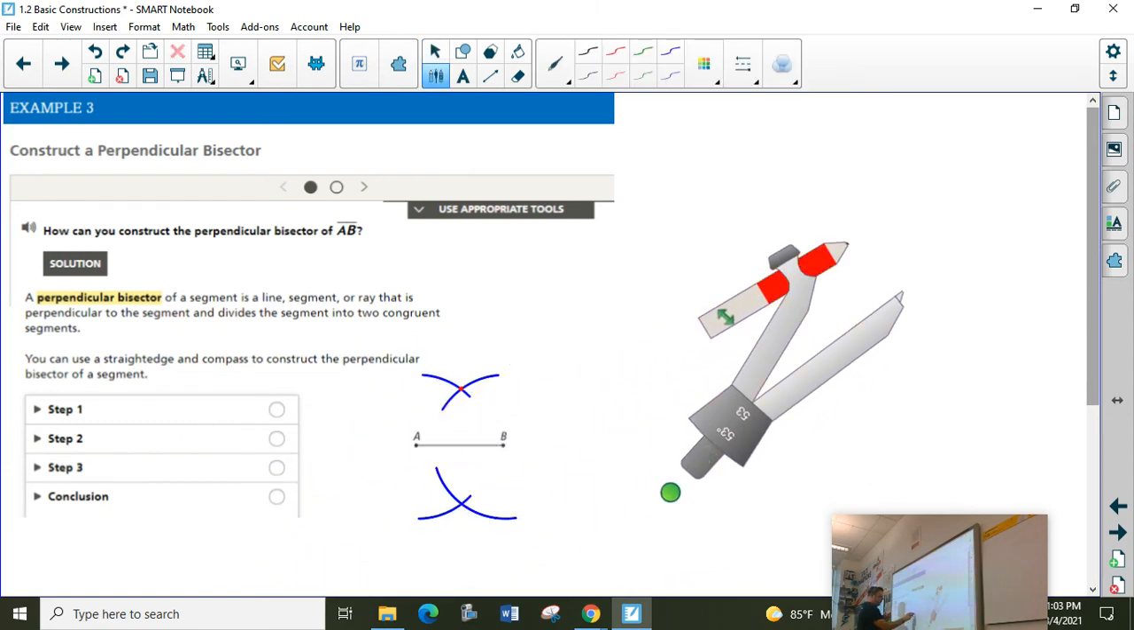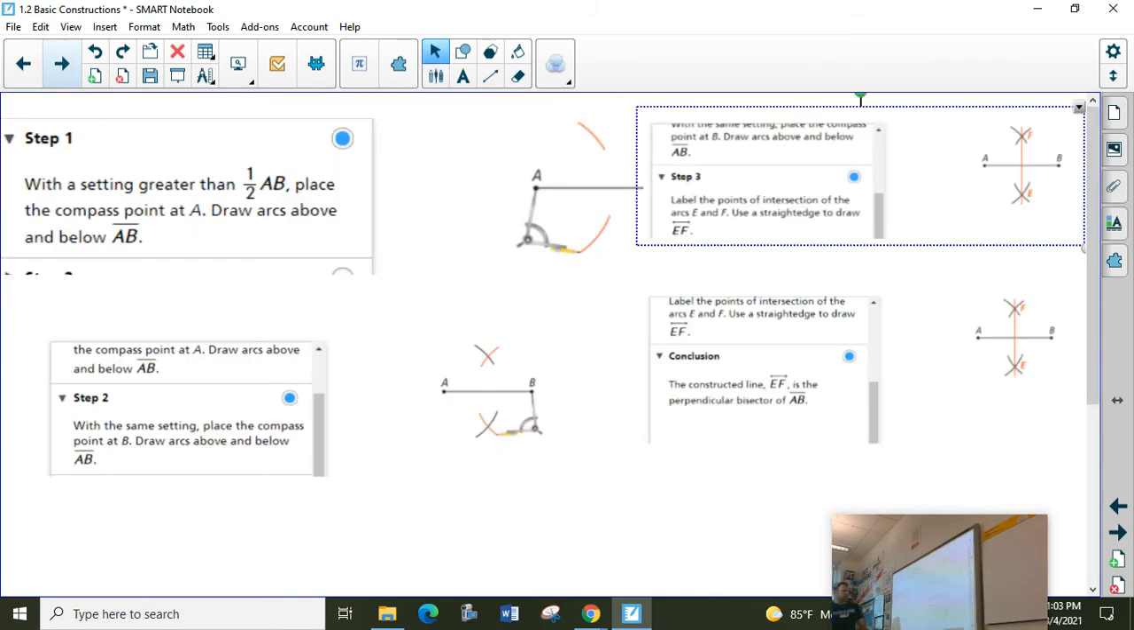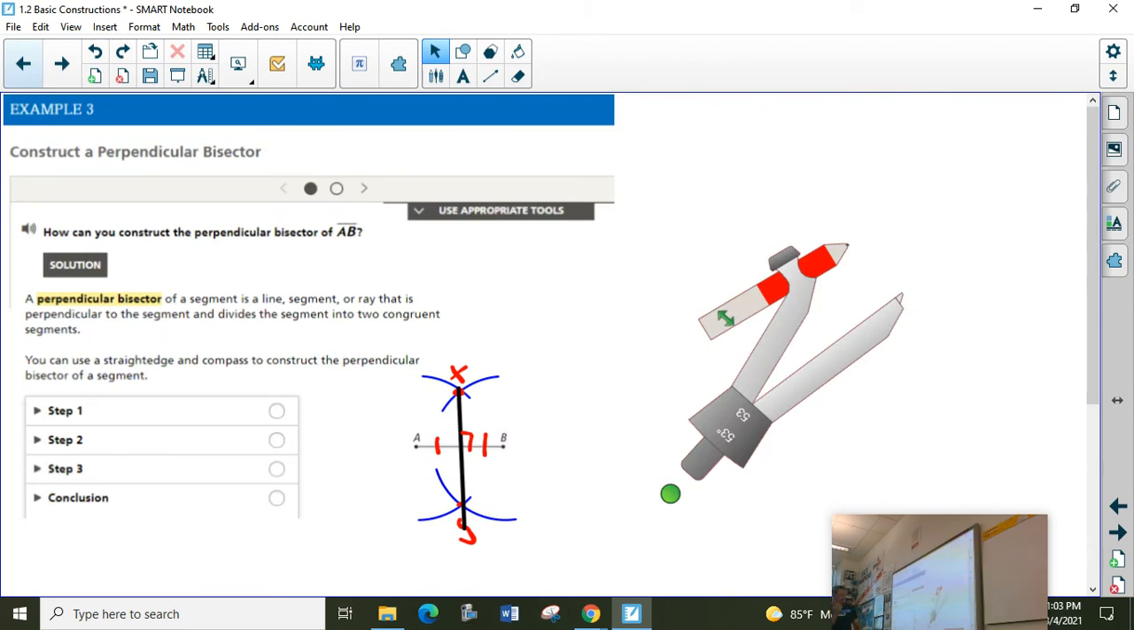AB, you can call this CD, you can call it XY, it really does not matter. You then take your straight edge, whatever you got, and you connect the points. This is 90 degrees, and these are now congruent. Okay? So I'll go right back to that. There you go.